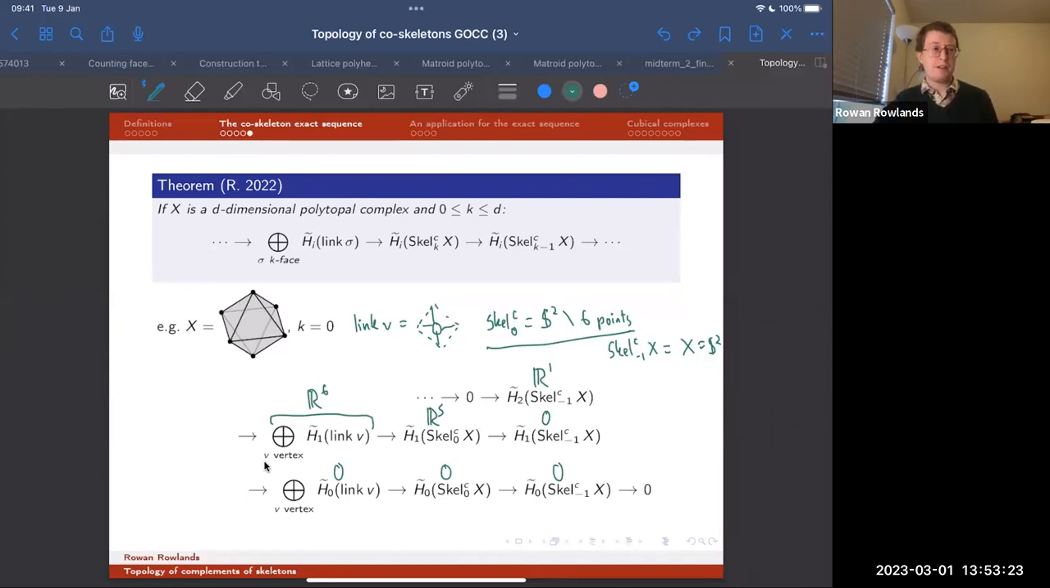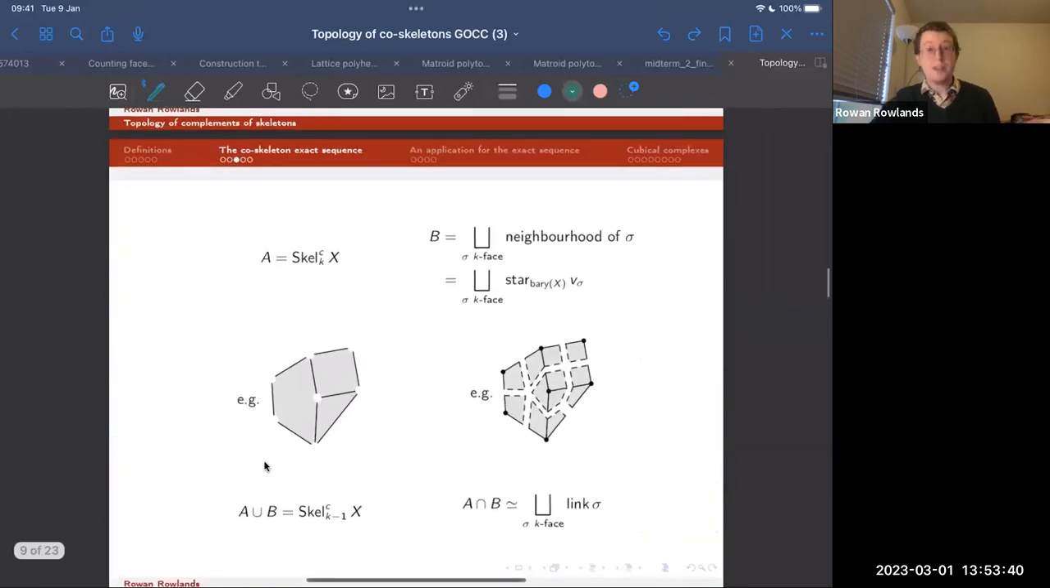Yeah, some of the techniques used to prove Alexander duality, or Poincare duality, that range of results, do consider co-skeletons in a roundabout way. One disadvantage of the co-skeleton is that it is not a polytopic complex, but it is homotopy equivalent to one.